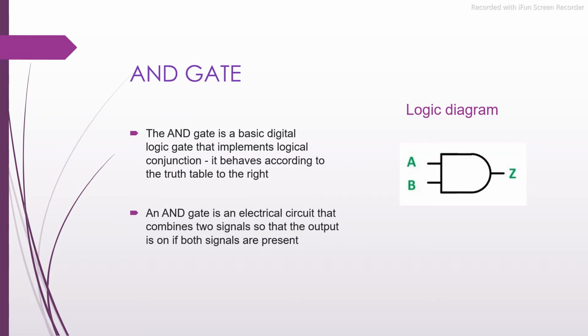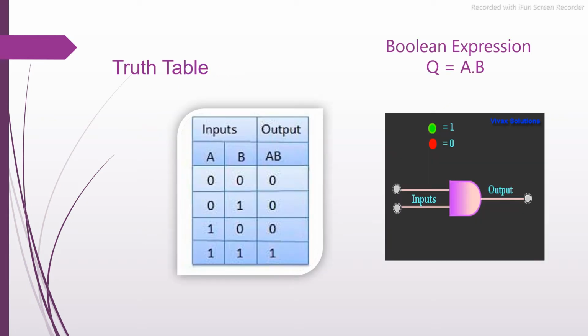AND gate. It is an electrical circuit that combines two signals so that the output is 1 if both the signals are present. This is the logic diagram of an AND gate. The truth table of an AND gate has two inputs and one output. When the values of both the inputs are 1, the output will be 1. The Boolean expression of an AND gate is Q is equal to A into B. For better understanding, I attached the animation file for the AND gate, which represents the truth table with their values.